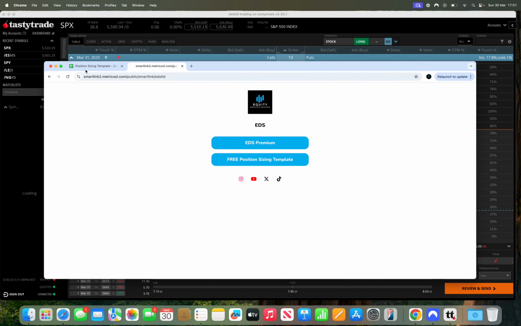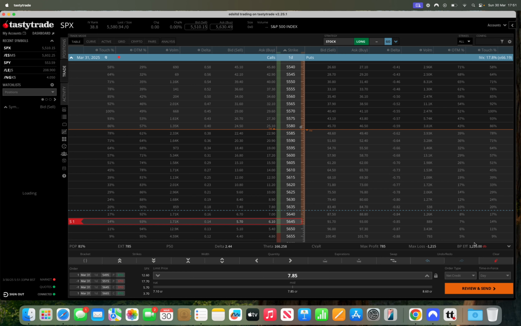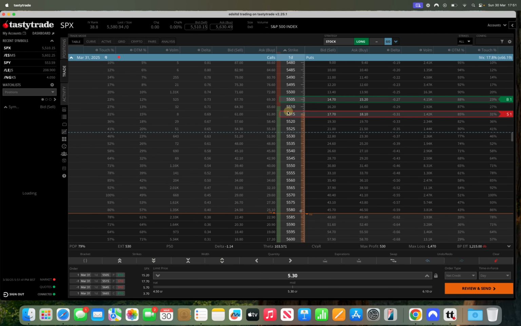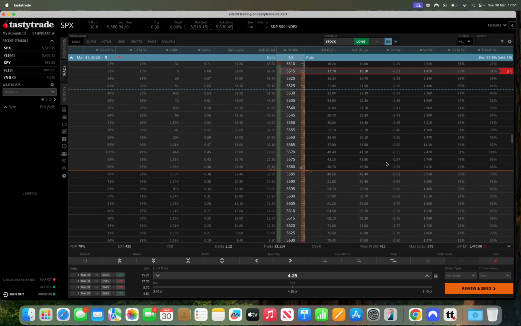We have a free position sizing template. The link is in the description. You enter the size of your portfolio, and then you enter whatever the current VIX level is, and then everything is calculated for you. In this example, we showed defined risk positions. In this case, the maximum amount of buying power to allocate to a single defined risk position is 2.5k, and in this instance, our buying power fits in with that fine. So you'd be able to put this position on in that example portfolio. Between the two strategies that I showed you, and how to manipulate your buying power requirements, it doesn't matter how big your account is, you should be able to take advantage of these strategies.